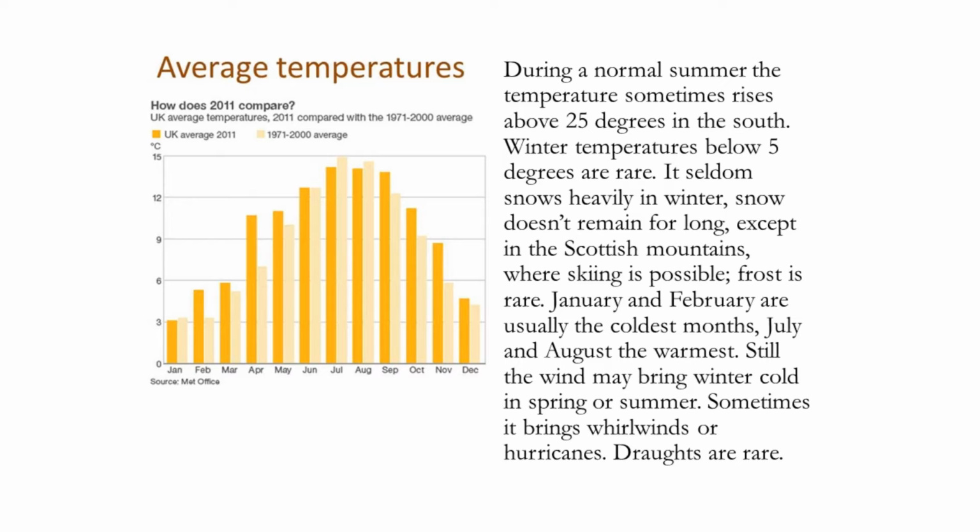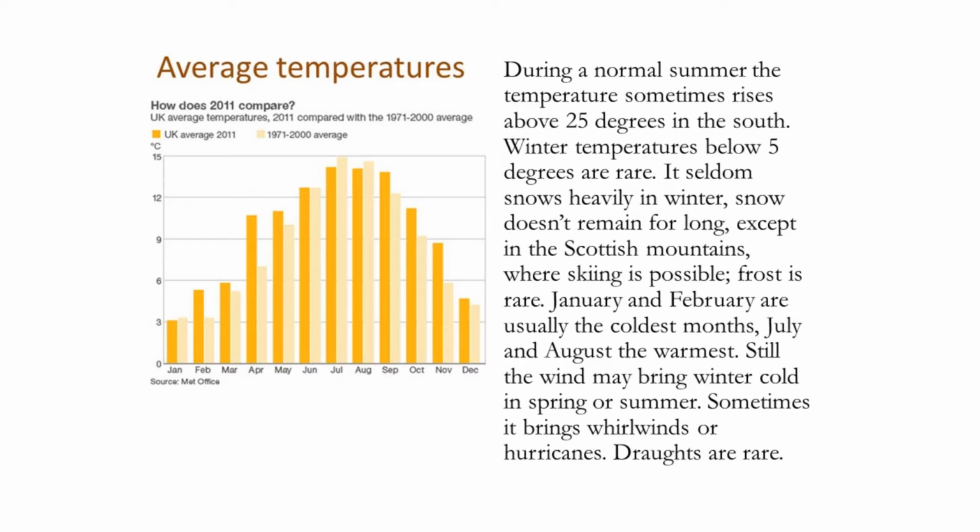During a normal summer, the temperature sometimes rises above 25 degrees in the south. Winter temperatures below 5 degrees are rare. It seldom snows heavily in winter. Snow doesn't remain for long, except in the Scottish mountains, where skiing is possible. Frost is rare.